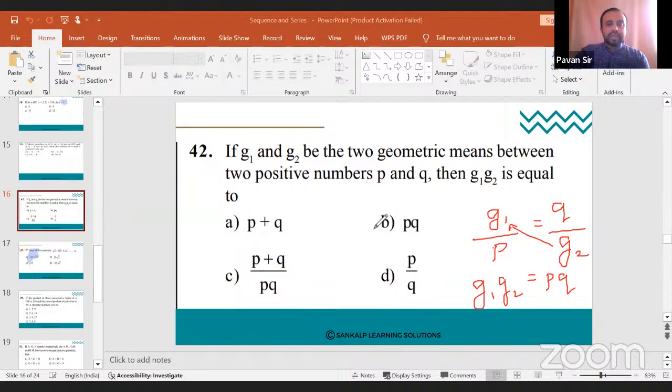Which option is correct? Option B is the right answer. This is the most important question with respect to the CET. It looks very easy, but until and unless you get the correct ratio, you won't get the correct answer. Okay.